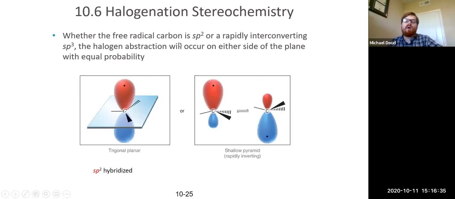Remember that whether we form an sp2 radical, so if we have an allylic radical or a benzylic radical, that radical is going to be in a p orbital. Or if we have it in an sp3 orbital, our reaction can occur from either side. So there's not going to be a selectivity from above or from below when we form our new product. So we're not going to end up with an abundance of one or the other, S or R, stereoisomers. So just keep in mind that you get a racemic mixture.